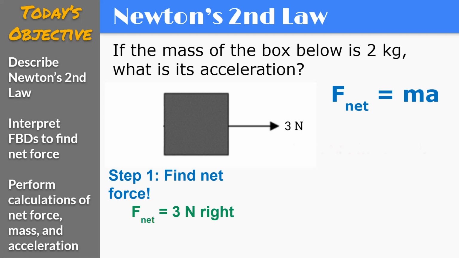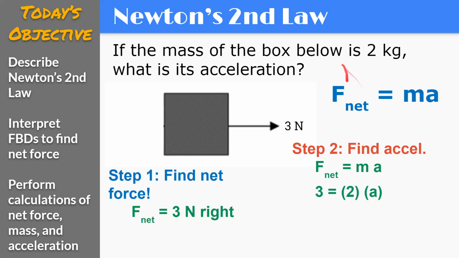Step 2, find my acceleration. We're going to solve. I know my equation F net equals ma, and I just need to substitute into that because I know my net force is 3, and I know my mass from the question is 2. So I have 3 equals 2 times a. Again, if I want to solve for a, I need to isolate that variable, dividing both sides by 2. 3 divided by 2 is 1.5 meters per second.